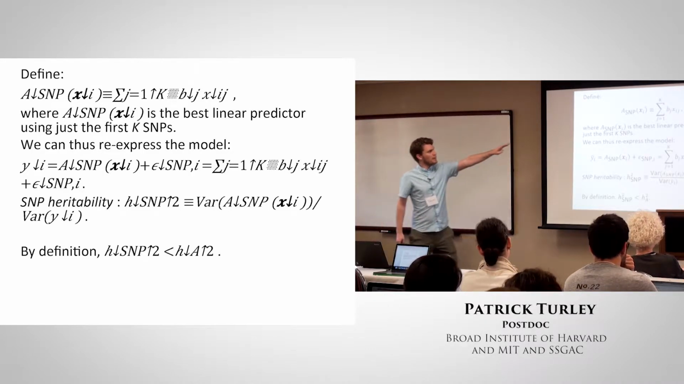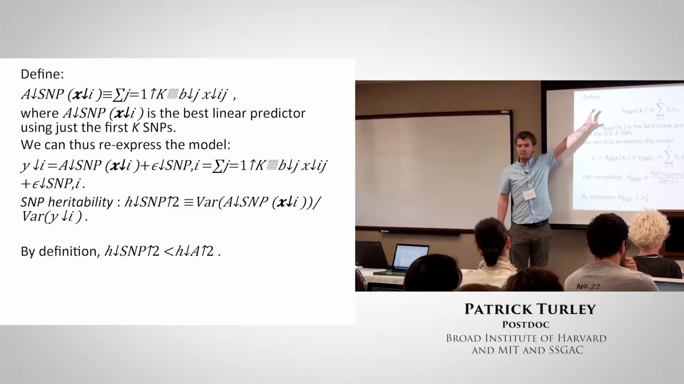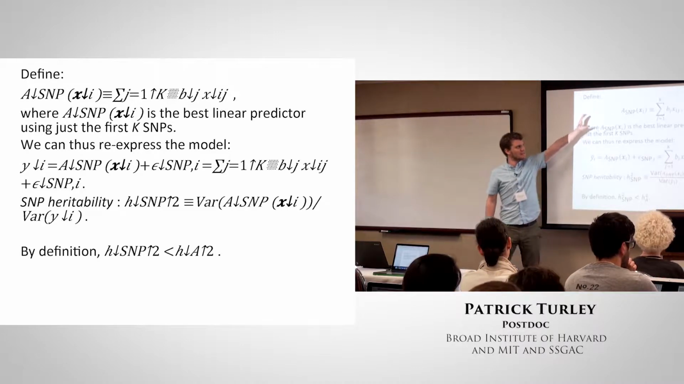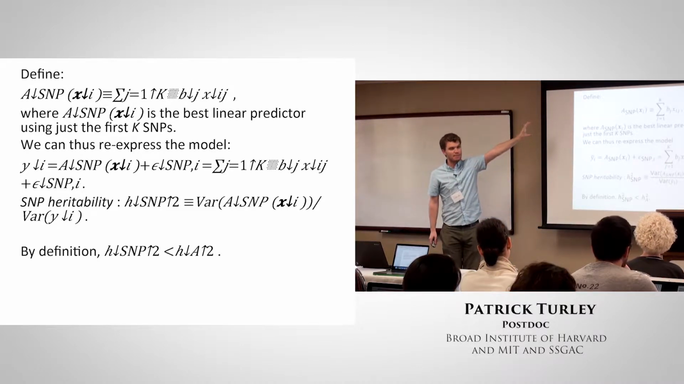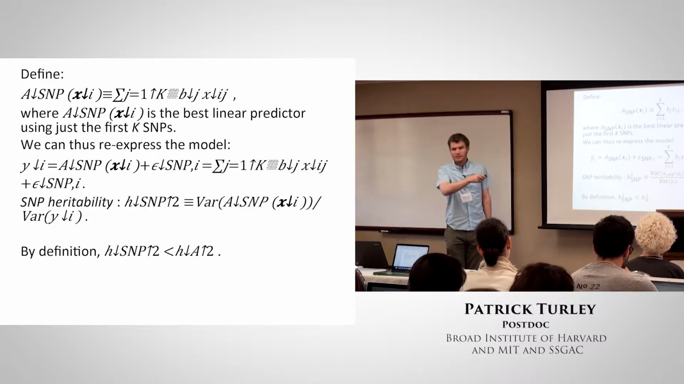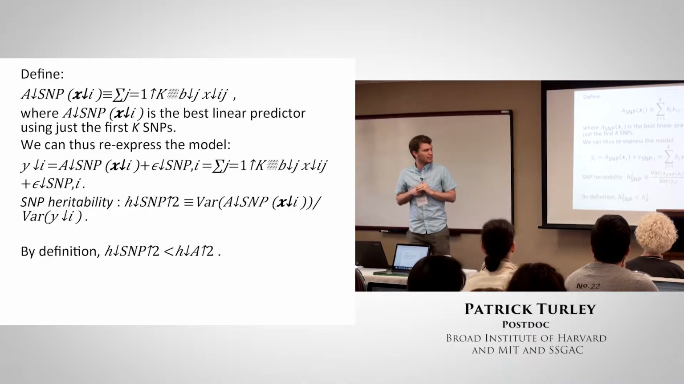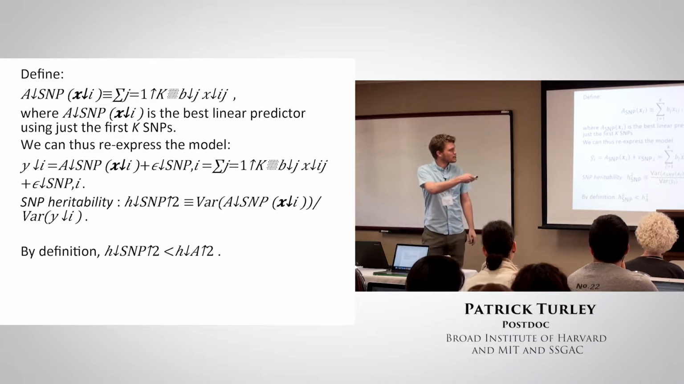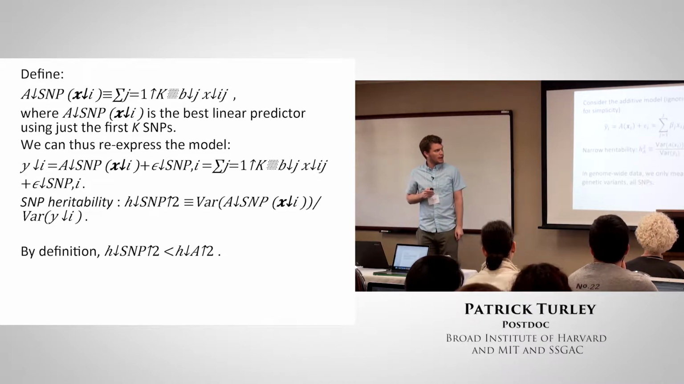Okay, so now I'm going to define this term that I'm going to call the additive genetic factor of SNPs. What I'm going to do is take the first K SNPs, the things that we observe, and I'm going to have a best linear predictor of the outcome with just these K SNPs. Now notice that this B here, I used to be using beta, and now I'm using B.